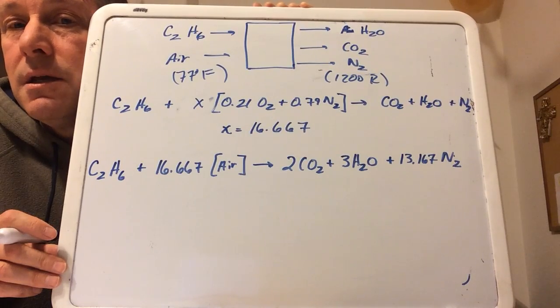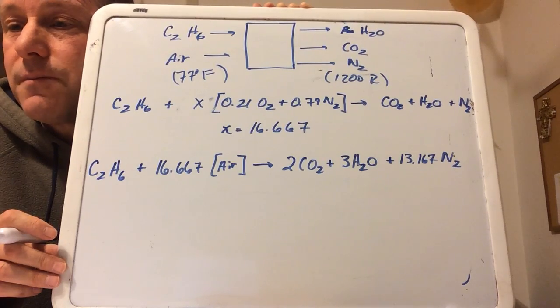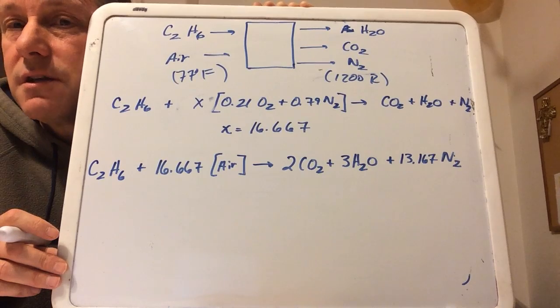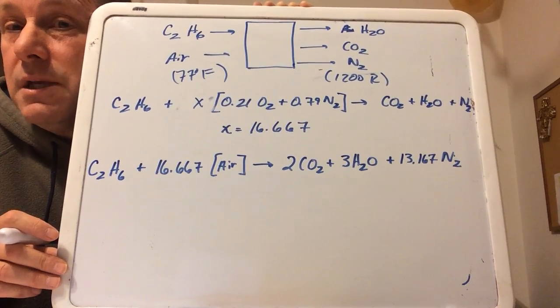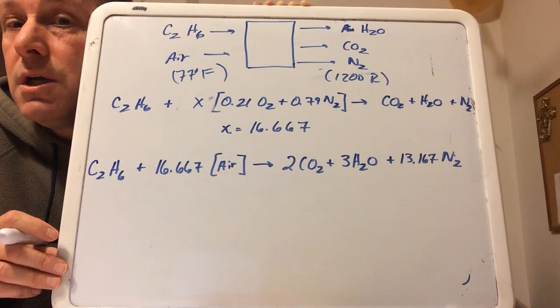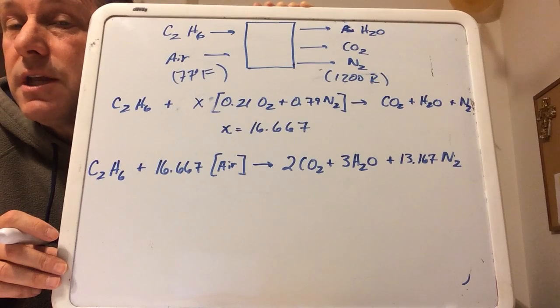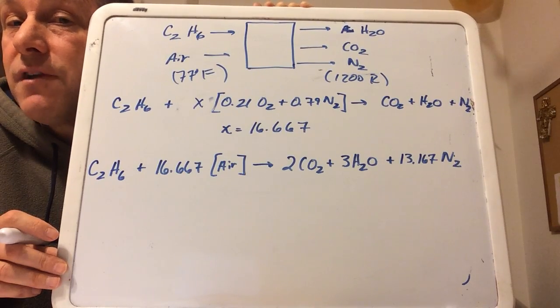1,200 Rankine H2O, is that going to be liquid or vapor? Well, hopefully your intuition says it's going to be vapor, and if that's your intuition, you're right. What we need to do, though, to be sure, is figure out what pressure that H2O is under, and compare that and figure out what the saturation temperature of H2O is at that pressure.